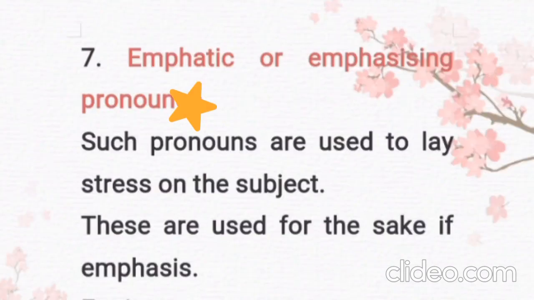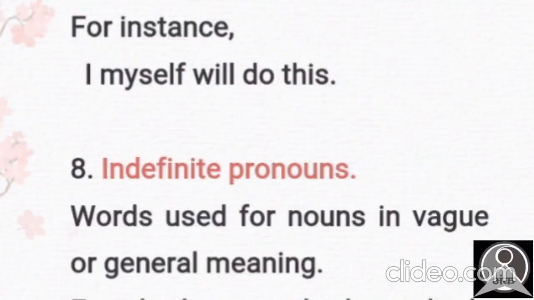Okay. So the seventh one is emphatic or emphasizing pronoun. Such pronouns are used to lay stress on the subject. These are used for the sake of emphasis. Suppose that if I'm saying I myself will do this work. So here I'm stressing more on myself, like this work has to be done by me. Right. So in this case, the myself one is the emphatic pronoun. I hope this is clear.